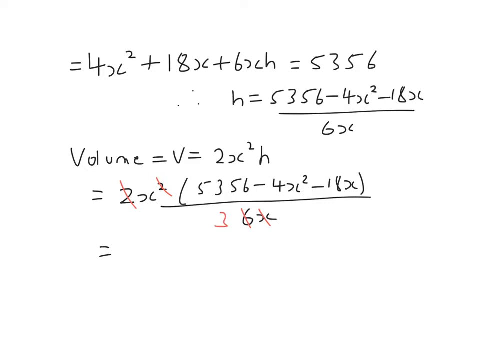2 is a factor of those terms inside the bracket, so let's take the 2 out, and 3 at the bottom. So 2's into 5356 is 2678. And they've multiplied through by x. Let's put that 18x first. So it's 18x times x, 18x squared. But I've taken 2 out as a factor, so that's 9x squared. And then I've got this 4x squared times x, so that's 4x cubed. Take 2 out as a factor, so that's 2x cubed, as required.